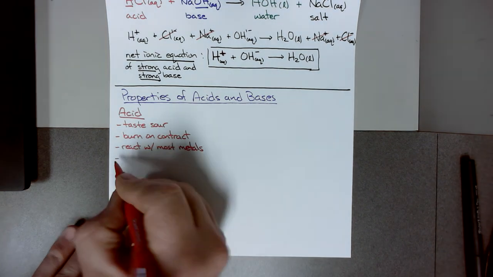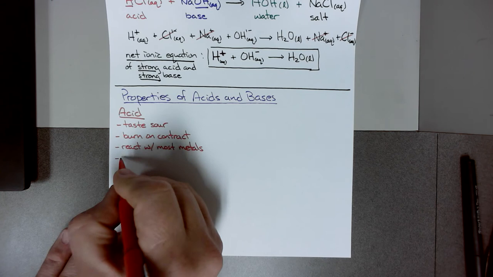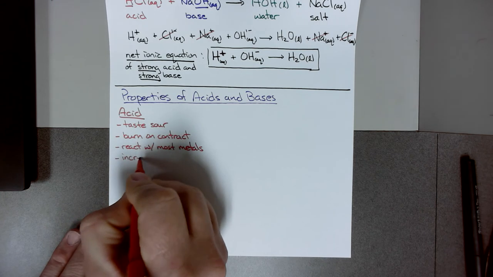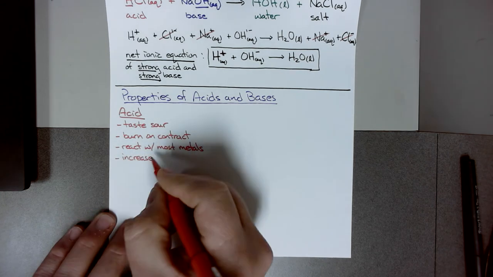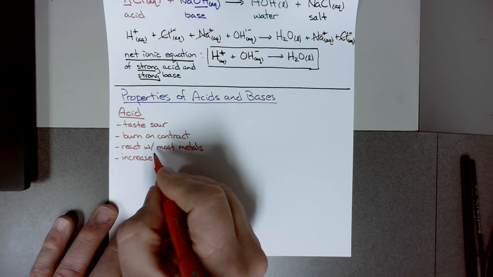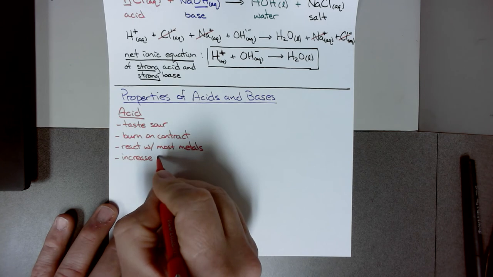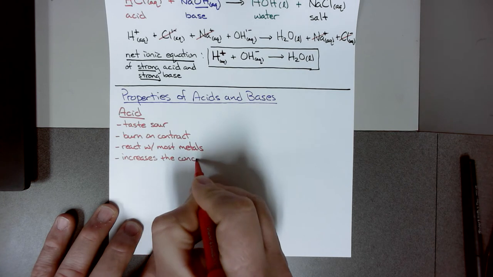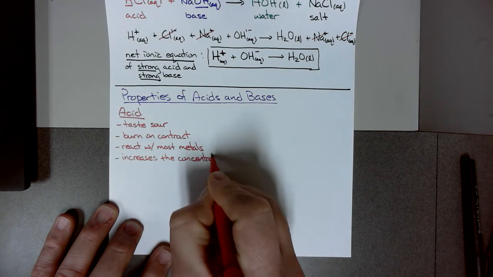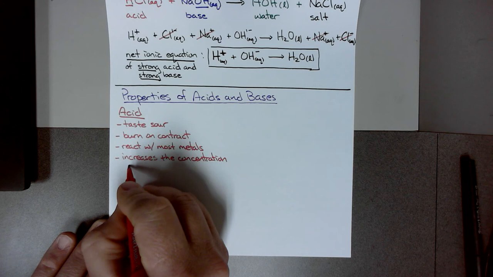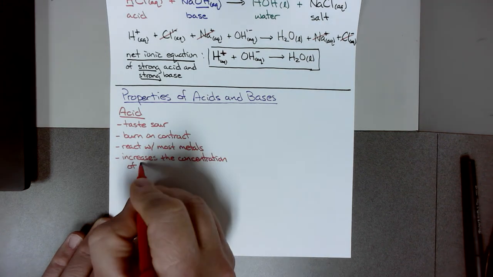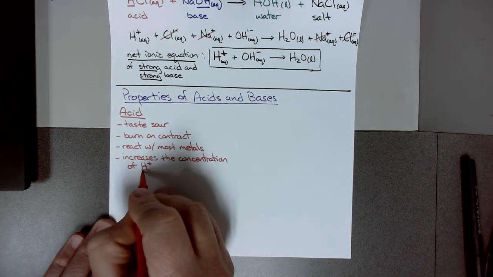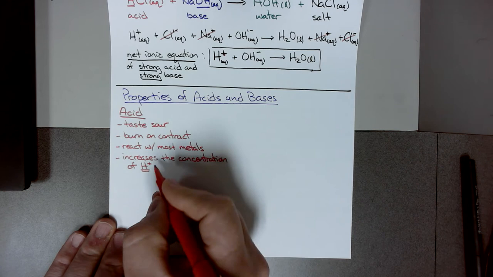An acid is an increase of concentration, so it increases the concentration of H plus ions. So that's what makes it acidic. H plus in water.